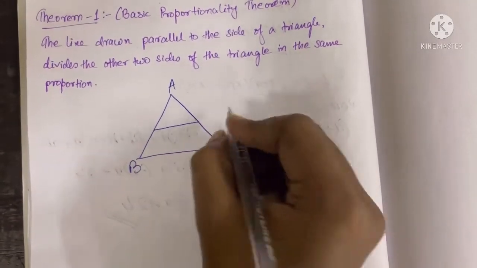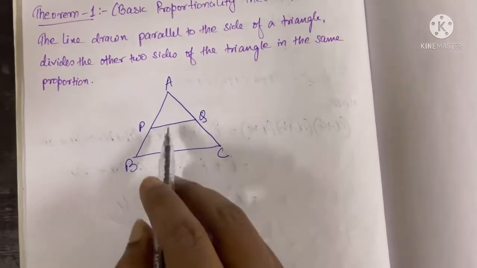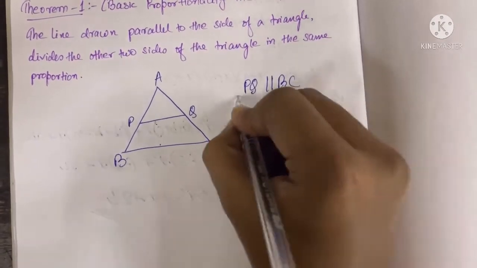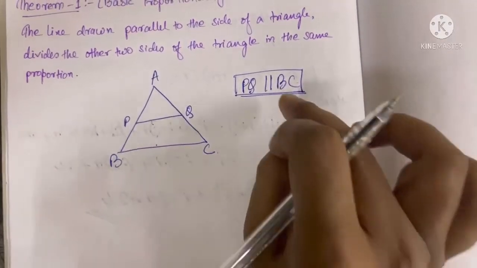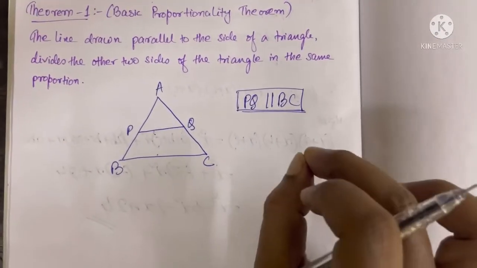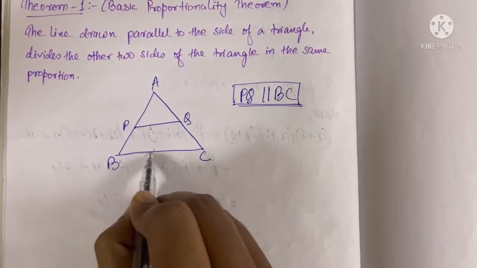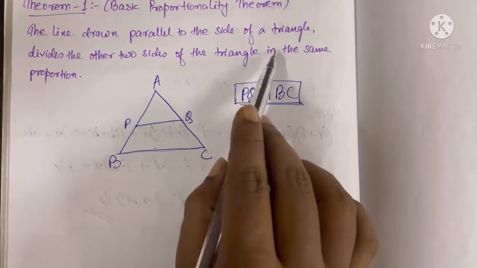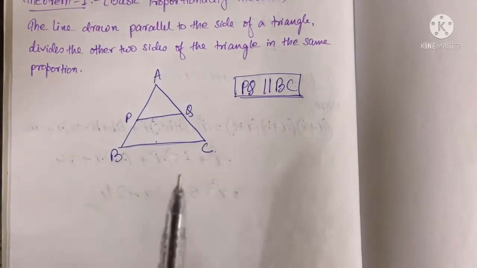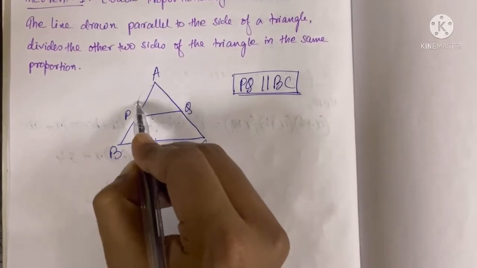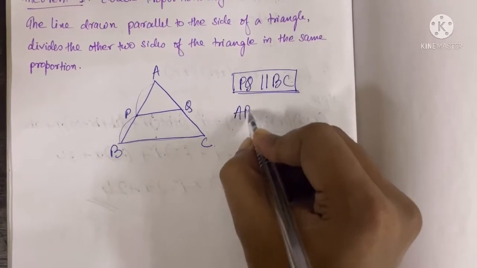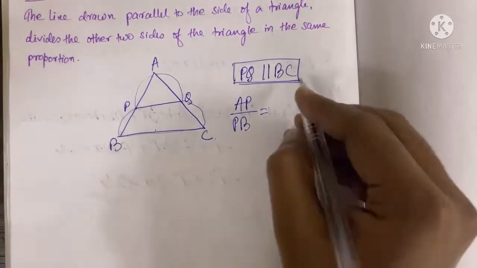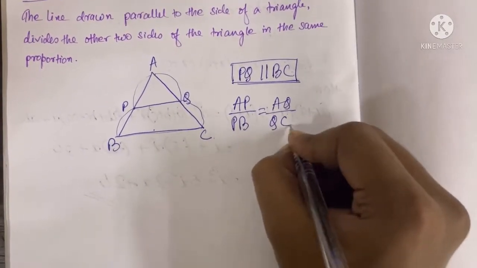Suppose ABC is a triangle, and now we draw a line segment here, named PQ, which should be parallel to BC. If this condition is satisfied, that is, if PQ is parallel to BC, then it divides the other two sides of the triangle in the same proportion. That means the ratio of AP to PB, that is AP by PB, will be equal to the ratio of AQ by QC.